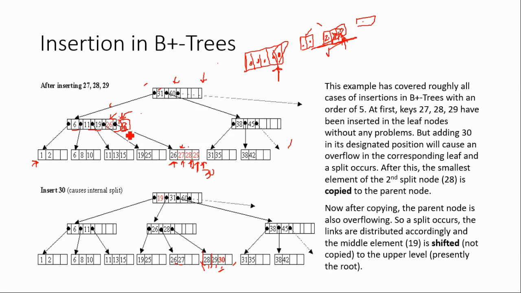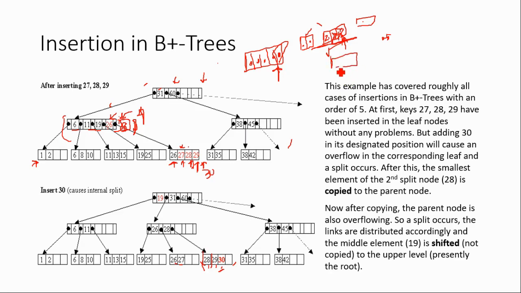But here is another problem. The order for the internal nodes is 5, so the maximum number of elements which can be stored is 4. As a result, overflow occurs here also. So here we have to split this node. We divide it into 2 parts.